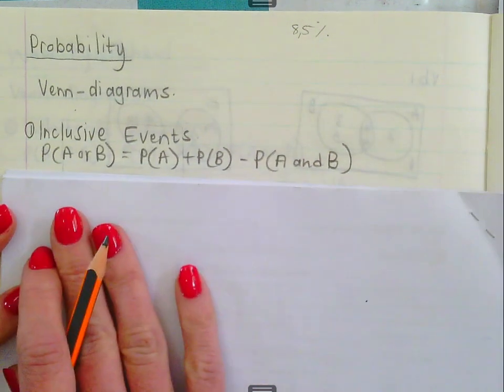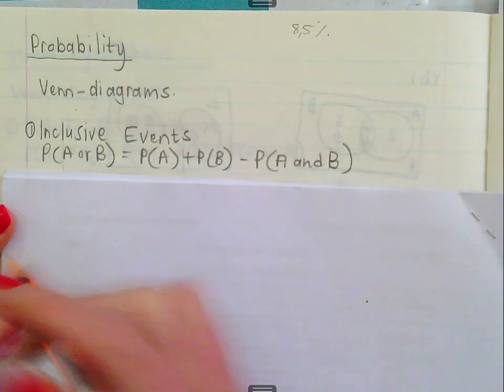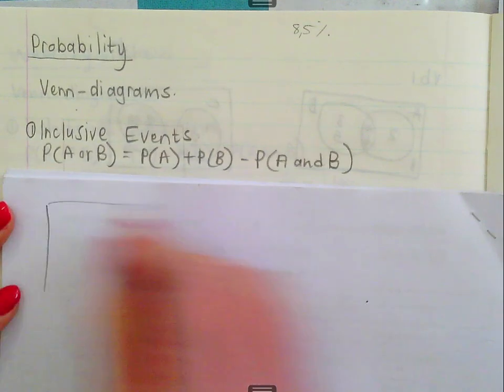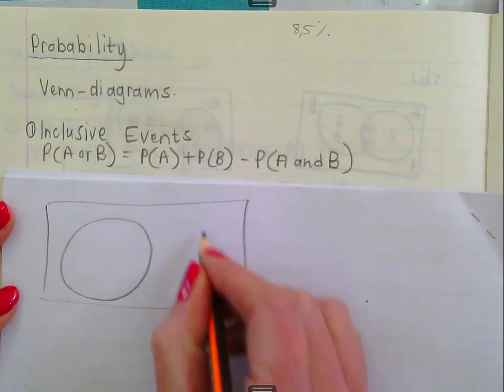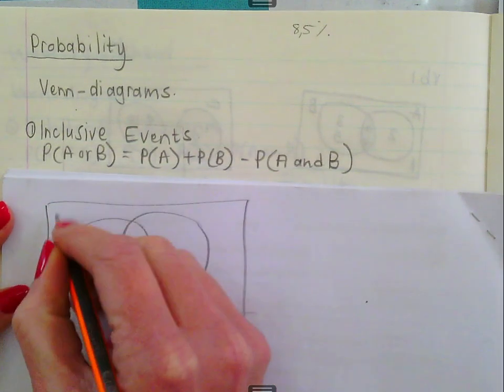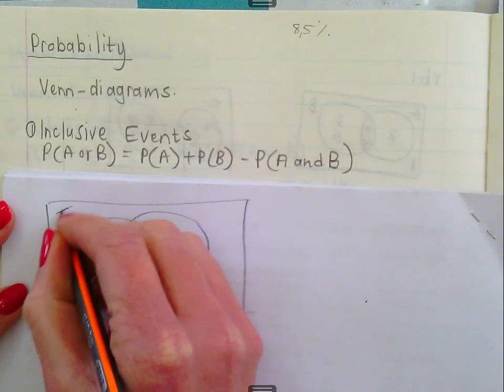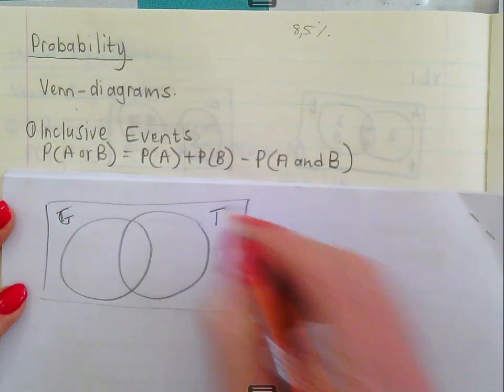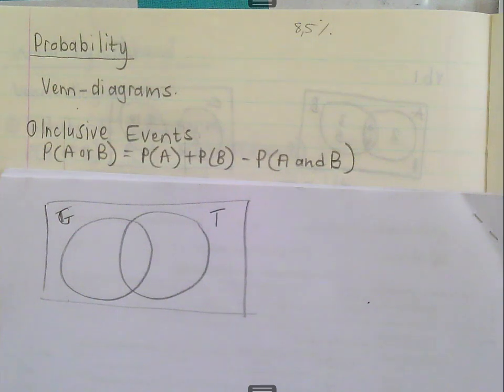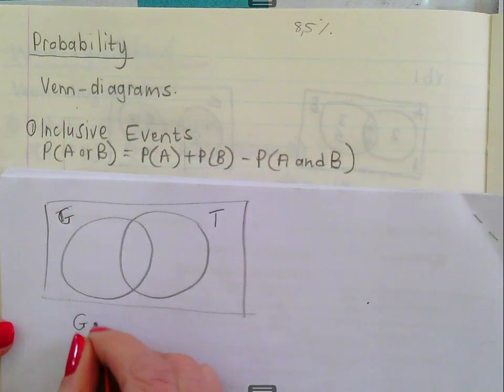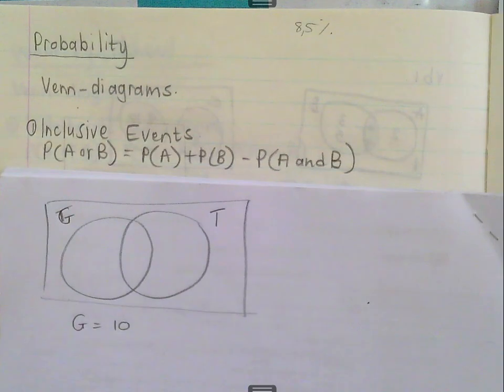you don't have to draw this following one. This is just for you to understand. Okay. If we draw a Venn diagram with inclusive events, I'm going to have tourism. Now let's start with geography. And I'm going to have tourism. Alright, now who of you in this class do have geography? 1, 2, 3, 4, 5, 6, 7, 8, 9, 10. Okay, so 10 of you have geography.